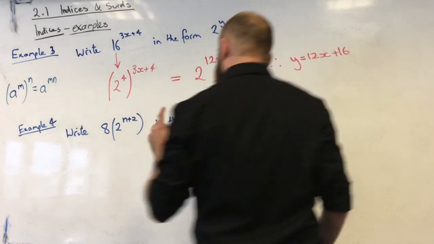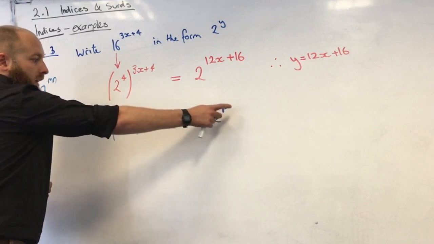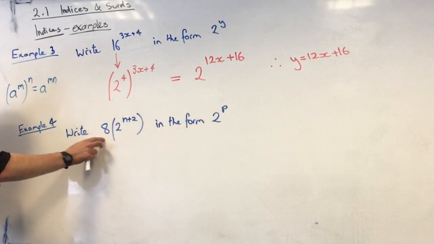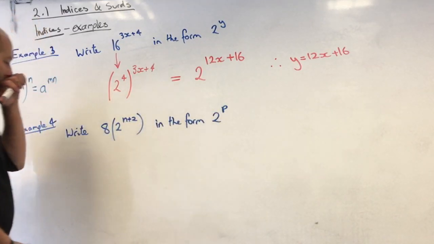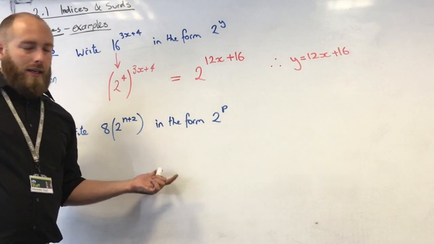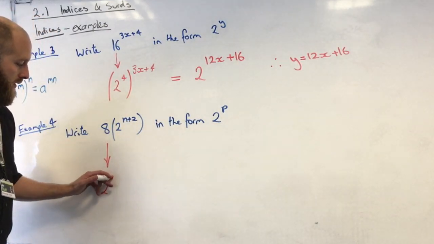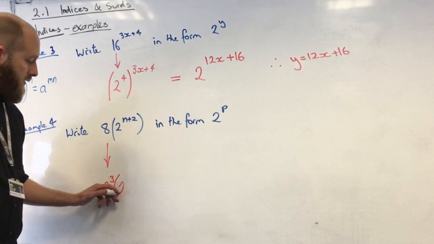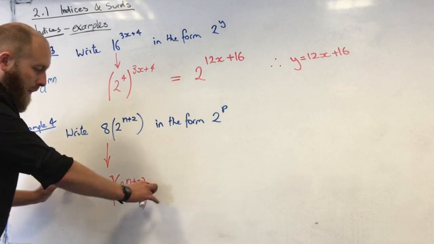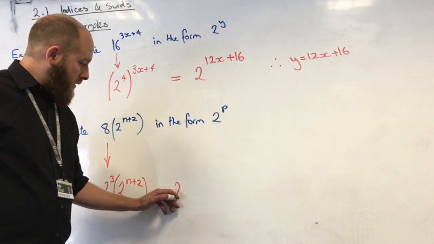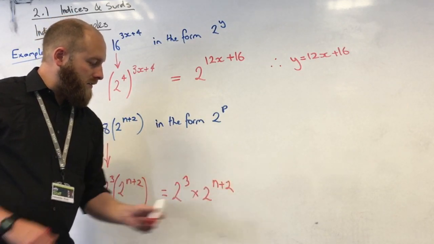Okay, for example 4 then, similar idea. We want to write all of this in the form 2 to the power something. So we need to start off by saying, well, how can we write 8 in terms of 2 to a power? So we said just now 2 to the power 3 is 8. So again, we can write 8 out as 2 cubed times by 2 to the n plus 2. And if I split that up, it will look a bit more like one of our index rules. 2 to the power 3 times 2 to the power n plus 2.